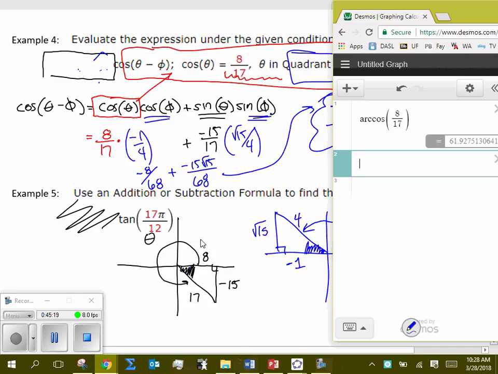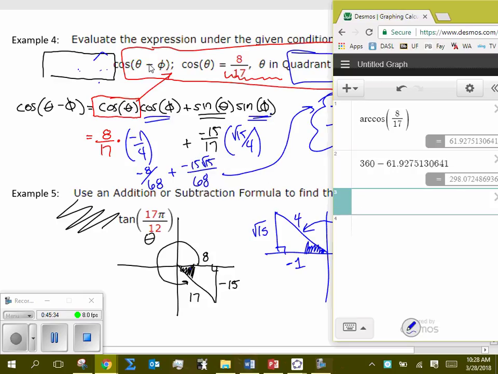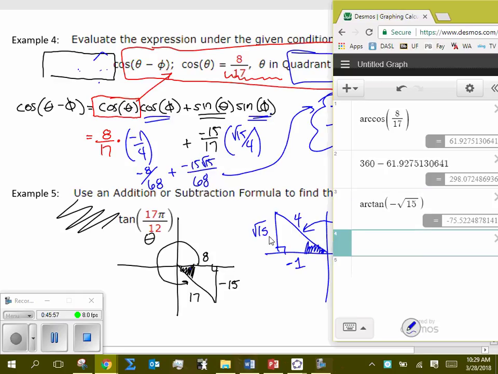Now 61.92 would be as if this angle was in the first quadrant. We know it's in the fourth quadrant, so I actually got to take that and remove it from 360. So let's see if we can do that here. So that angle right there, 298, is this theta right here. Okay. Now I'm going to do the same thing over here and try to figure out this one. I'm just going to use the tangent that they gave us. They said that tangent was negative root 15. So I'll say arc tangent of negative square root 15. That gives me that angle, which is a fourth quadrant angle.